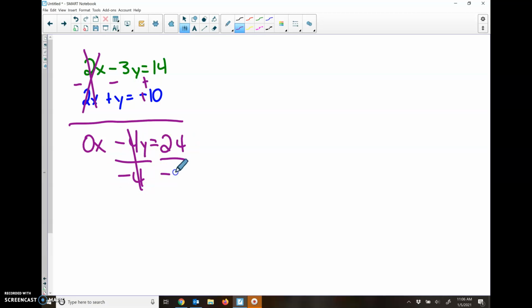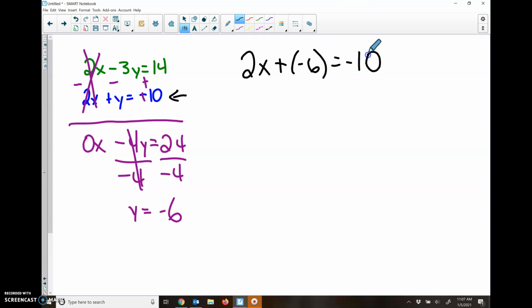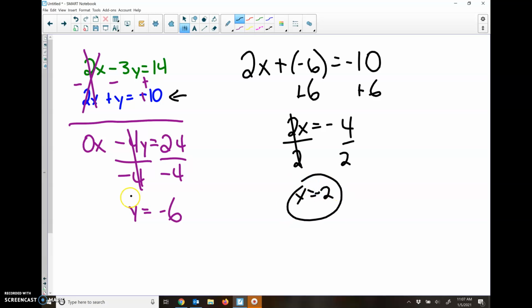Divide both sides by negative 4. So I figure out that y equals a negative 6. So same thing like we did in the last problem. Now that I know y is negative 6, I'm going to plug that into this bottom equation here. So instead of 2x plus y, I'm going to do 2x plus a negative 6 equals a negative 10. So I'm going to add 6 to both sides because it's a negative 6. So I get 2x equals negative 4. Divide both sides by 2. And I get x equals a negative 2. So y equals negative 6 and x equals negative 2.